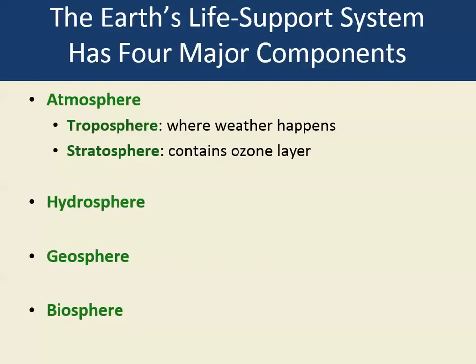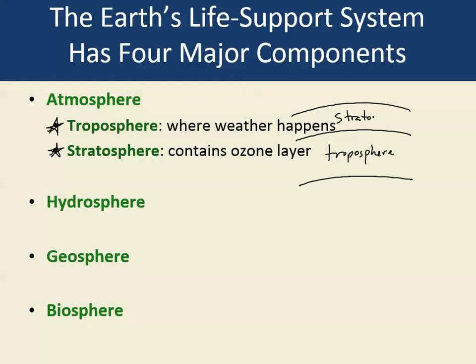So again, here we're talking about the atmosphere, hydrosphere, geosphere, biosphere. These are the four spheres. The two major components of the atmosphere that you need to know are the troposphere, which is right at the surface. So you have the surface of the Earth, and then here is your troposphere.